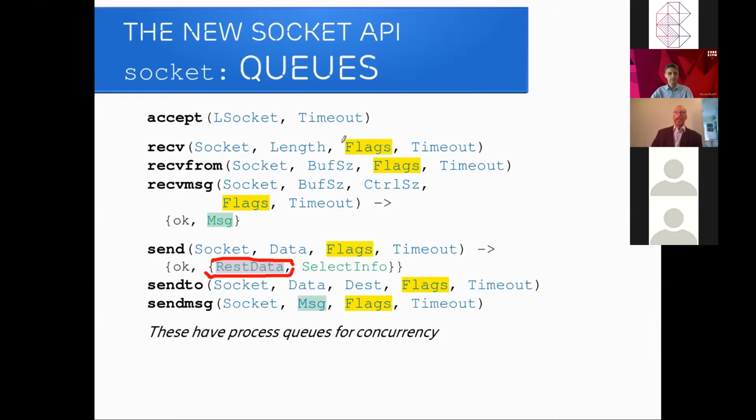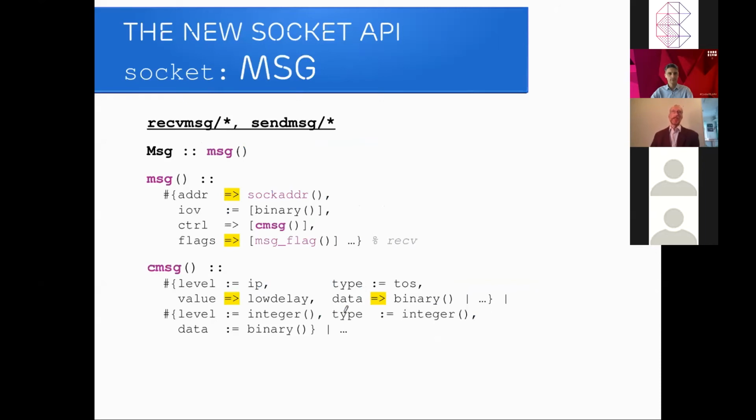We also see a flags field for almost all functions, and we find a message instead of data here on receive message and send message. This is because a message is not just data. A message is the data that might be an IO vector, or is an IO vector. I think it can be a binary too. And it contains the address, at least for UDP sockets, because then you don't have a connection. So you have to talk about an address for the message too.